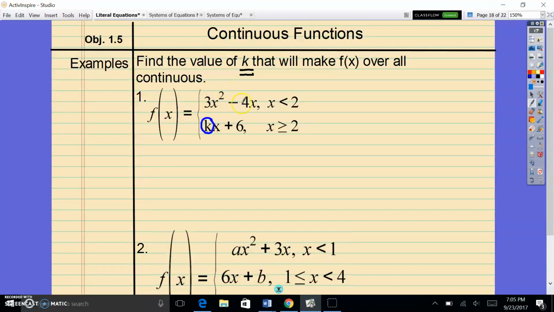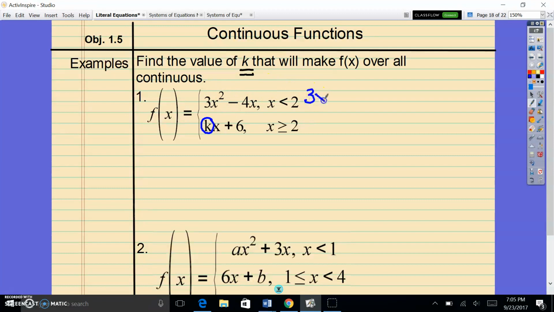You see, this parabola here is continuous. There's no issues with it. And this is supposed to be some line. Also no issues with it. So the only possibility is that at x equals 2, they don't meet. So we need them to meet. The question is, what does k have to be in order for these two pieces to meet? Well, if that's going to happen, the x squared function and the linear function need to be equal to each other when x is 2. In other words, the left side limit must equal the right side limit at x equals 2. And that's exactly what we're going to do.